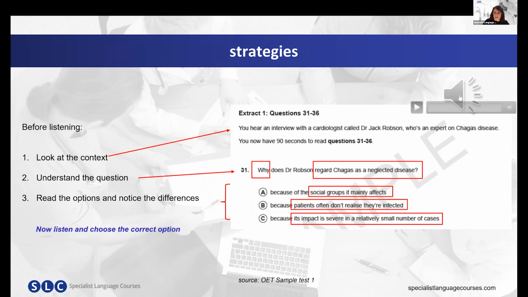So I'd like you to listen, and I'd like you to make a note, this time just in your notebook. What do you think is the answer to the question? Why does Dr. Robson think Chagas is neglected? So why does he think that people don't pay attention to it, or perhaps people don't know about it so much? Okay, so let's listen to the audio and make a note in your notebook.